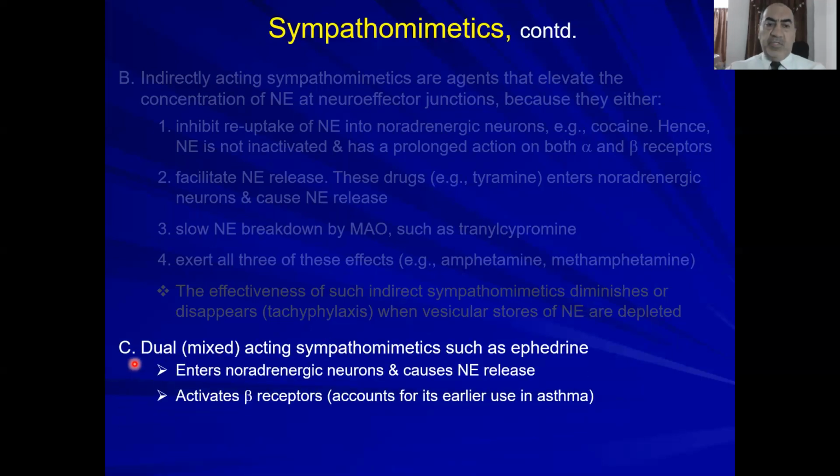The last category is dual or mixed acting sympathomimetics, such as ephedrine. Ephedrine is natural; it's from a plant called ephedra. Again, we said mixed. Number one, it facilitates the release of norepinephrine. Number two, the direct effect is to activate beta receptors with some effect on the alpha receptor. This accounts for its early use in asthma.